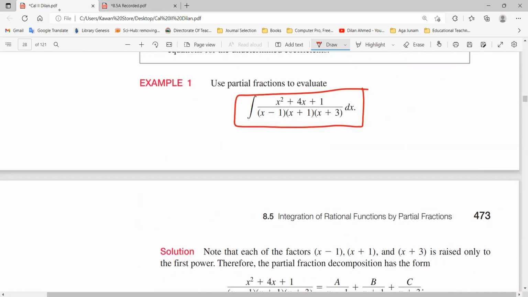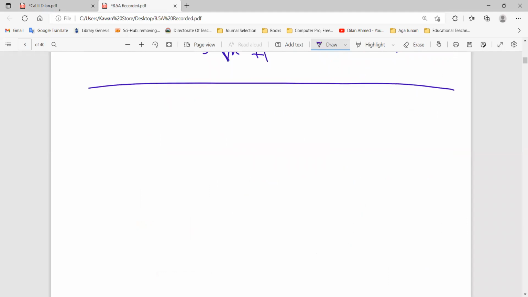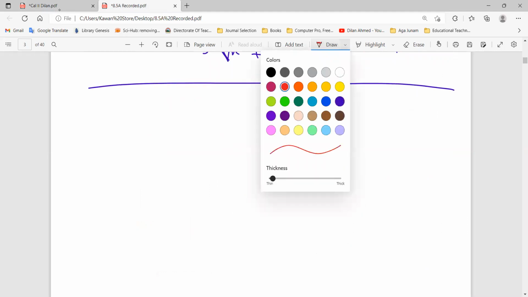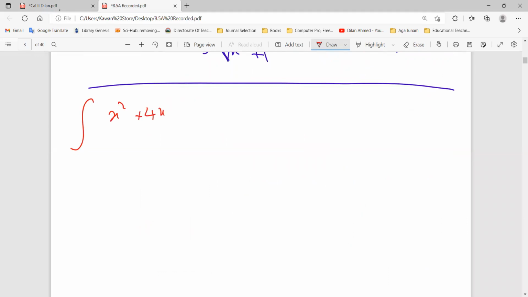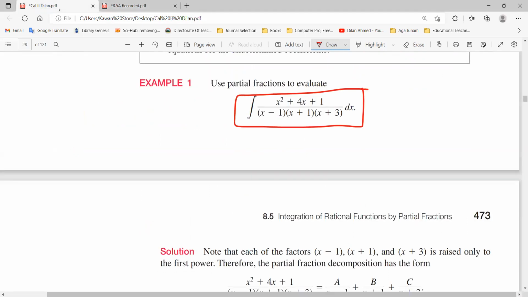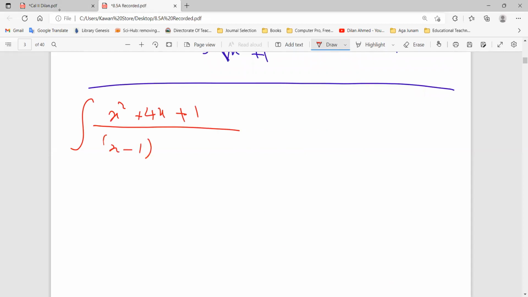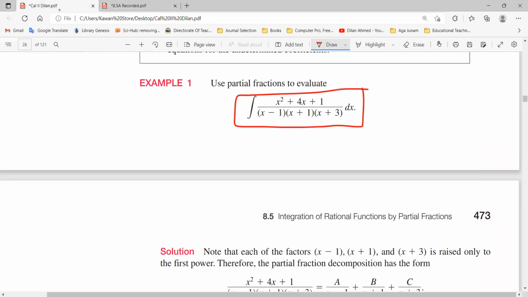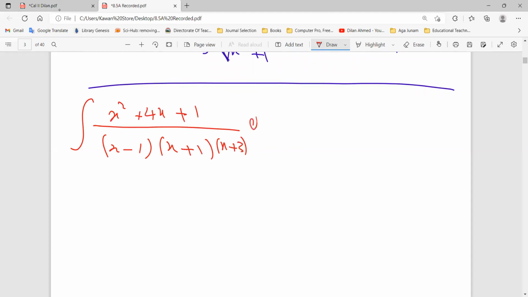So I'm going to solve the integral of x squared plus 4x plus 1 over (x minus 1)(x plus 1)(x plus 3) dx. We cannot solve that one directly. If I multiply the denominator, I'll get x to the power 3, right? So fortunately, the denominator factors. When I say factor, you know what I mean. So the first step is ready.